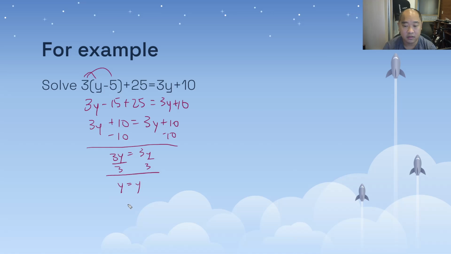And y equals y means that y can be anything, and it would be true. If y is 1, then it's 1 equals 1. If y is 2, then it's 2 equals 2. So this is called an identity, or basically all real numbers.